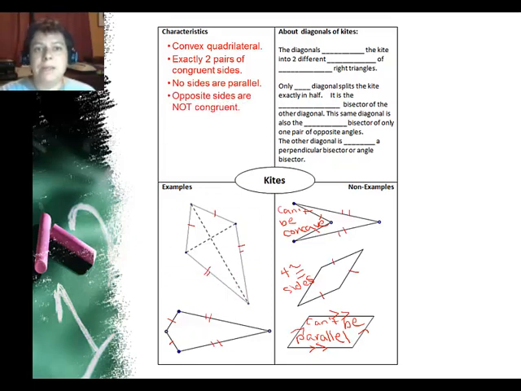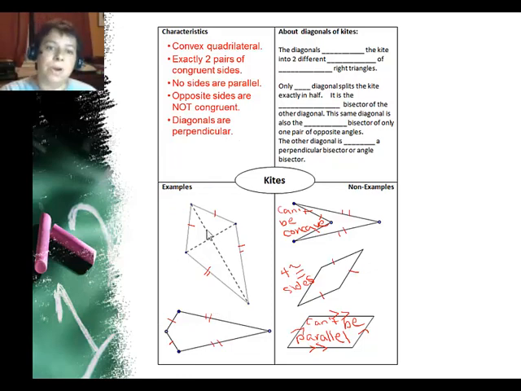Another thing about kites, opposite sides are not congruent. So that's another reason this parallelogram can't be a kite. Over here you can see I have congruent sides, but they're actually adjacent to each other. They are consecutive sides, but they're never the opposite sides that are congruent.